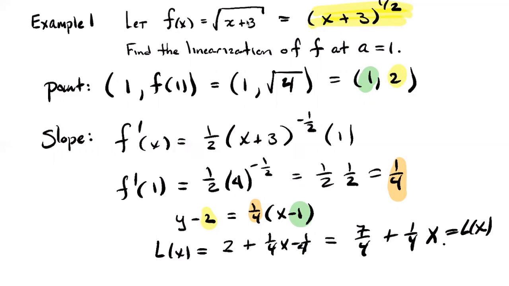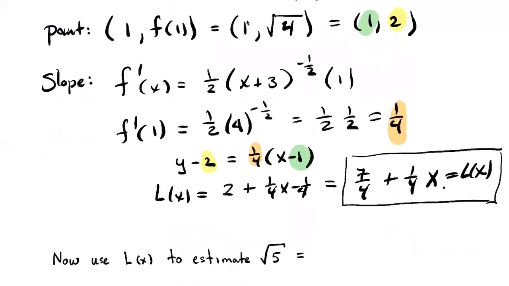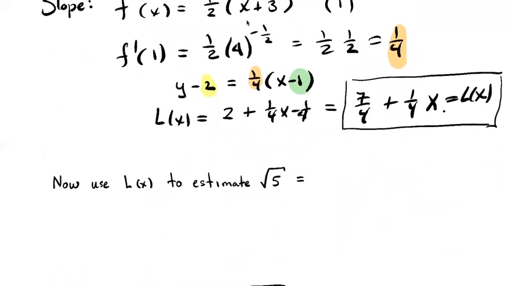There's our linearization. Nice. Sorry, it's a little messy and slanted over there, but that's what the question asks for. Find the linearization of this function at a equals 1. It is the line 7/4 plus 1/4 x. It's written kind of backwards in the usual form. You're used to writing it mx plus b. I've written it b plus mx. Cool. Let's see what this thing does.